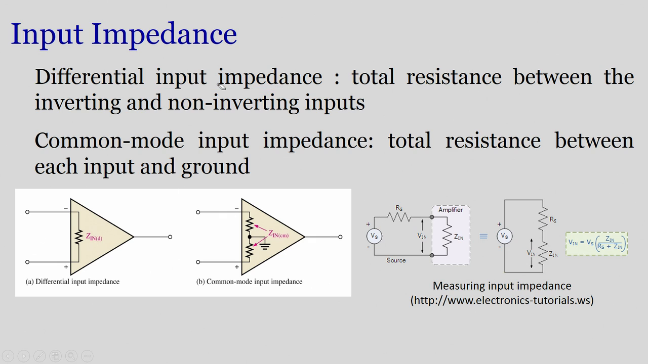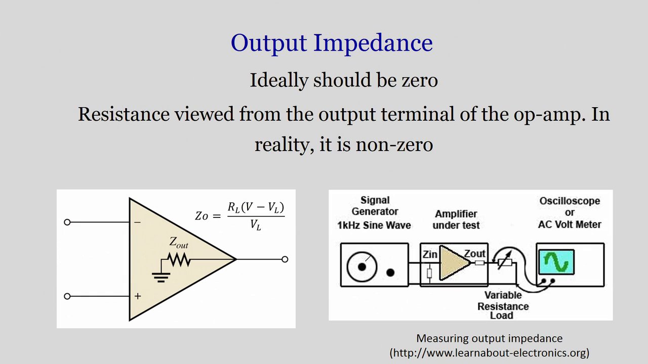Okay. So, we go to the next slide. What is the next slide? The next slide is output impedance. If you again see output impedance, ideally it should be 0, right. We have seen ideally it should be 0. It is the resistance viewed from the output terminal of the operational amplifier. In reality it is non-zero, or extremely small.